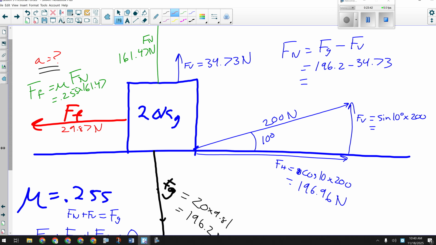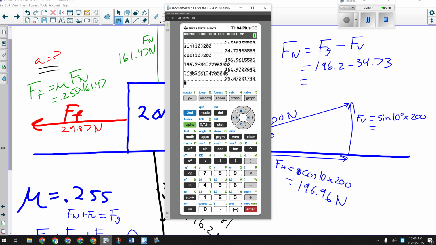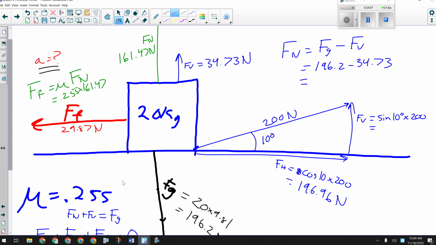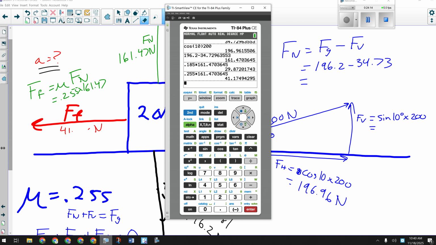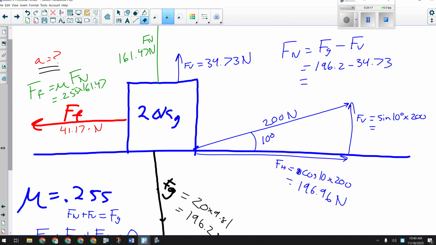Did you put in the wrong number for the mu? Did I? Because all of us are here on a different number for friction. Yes, I did. I put 0.185 for some reason. Nice catch. Okay, let's try that again. 0.255 times that number. I like that you guys are on the ball. 41.17. Let's do that again. 41.17, sorry, what was it? 41.17. Okay, so now we have the right number.